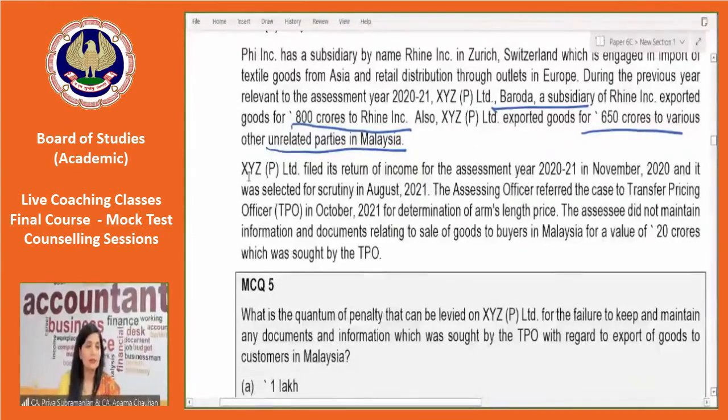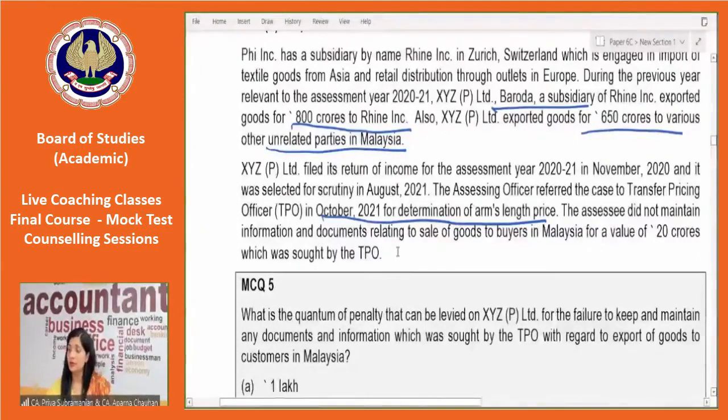Now, what the next paragraph is saying: XYZ Private Limited filed its return of income for the assessment year 2021 in November 20, and it was selected for scrutiny in August 21. The assessing officer referred the case to TPO in October 21 for determination of arm's length price. However, it was noticed that the assessee did not maintain the information and documents relating to sale of goods to buyers in Malaysia for a value of rupees 20 crore, which was sought by the TPO.